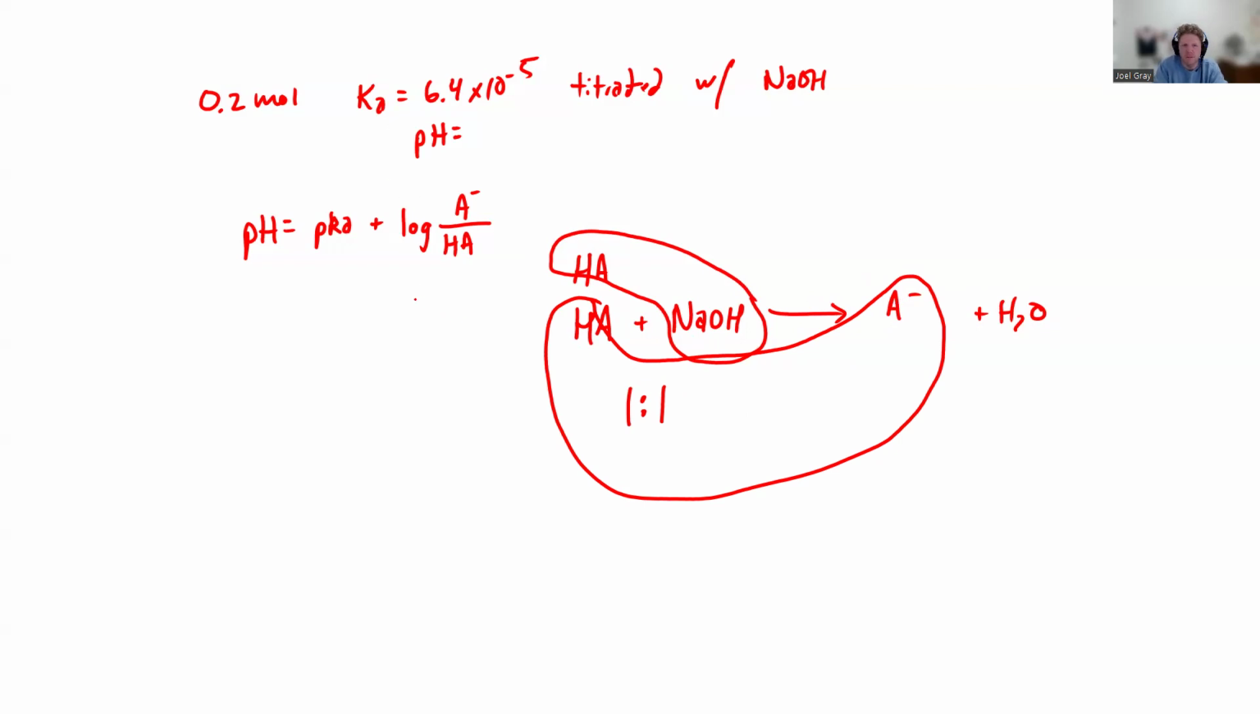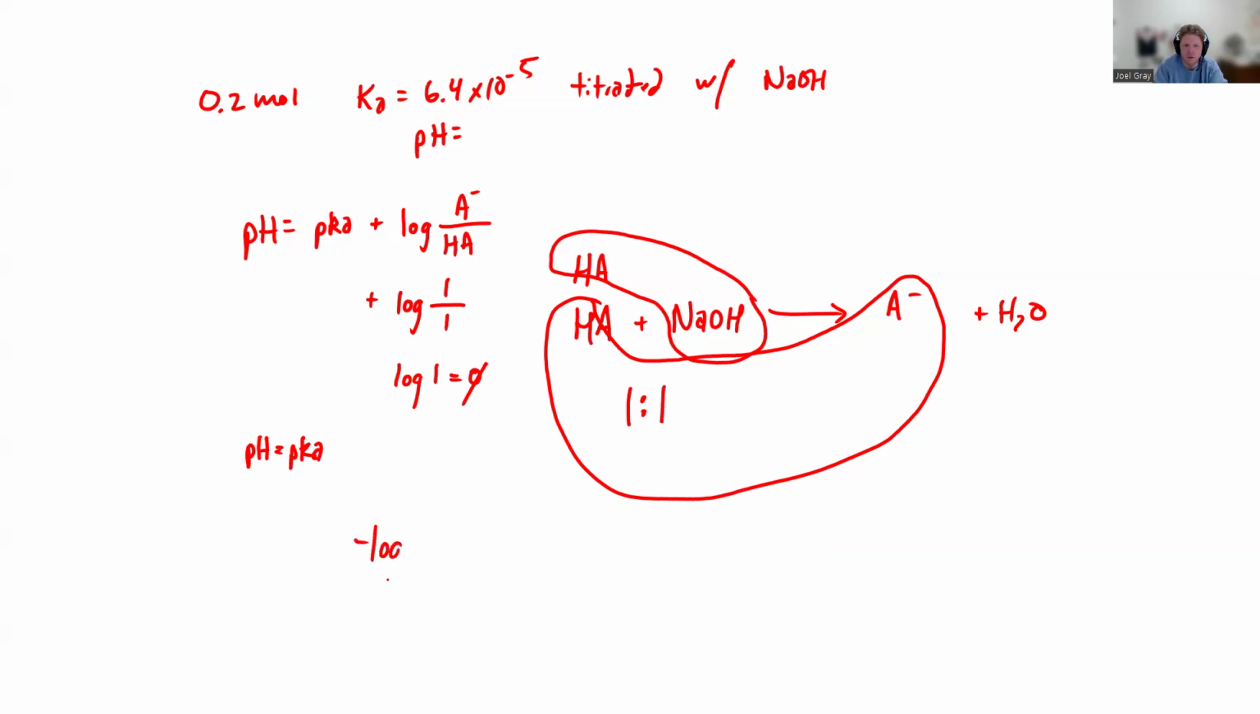Now, what that means is we're going to have log of 1 over 1. And that is the same as log of 1. And well, the log of 1 is equal to 0. So essentially what we're going to get is pH equals pKa. So the question is really, when you've titrated half of an acid with a base, what is the pH? Well, the pH is equal to the negative log of the Ka.